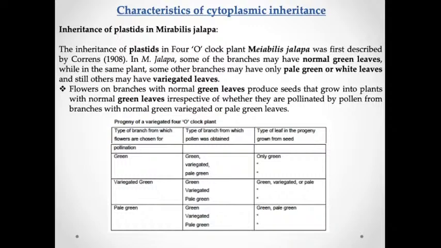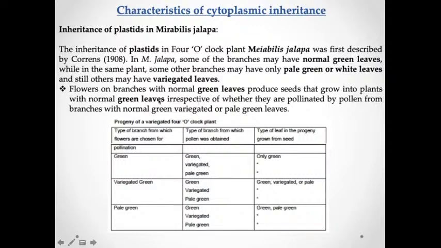The inheritance of plastids in four o'clock, Mirabilis jalapa, was first discovered by Correns. What they did is they took branches having normal green leaves of the same plant, while from other branches they took pale green, white leaves, and also some having variegated leaves. This is how they generated the table. They have a type of branch from which flowers are chosen for the pollination. For pollination, they chose some flowers and some branch from which pollen was obtained, and then the type of leaf that grew from the seeds was observed.